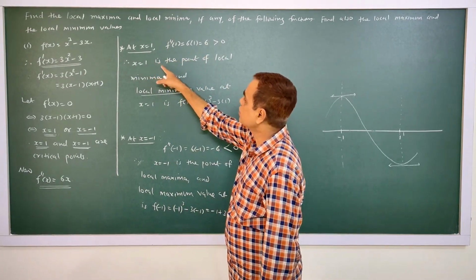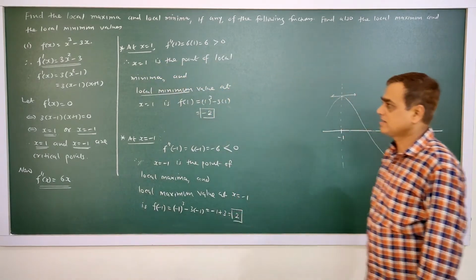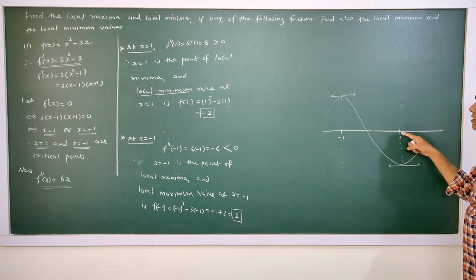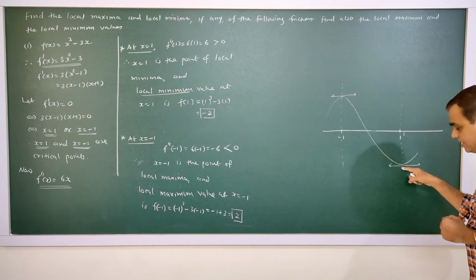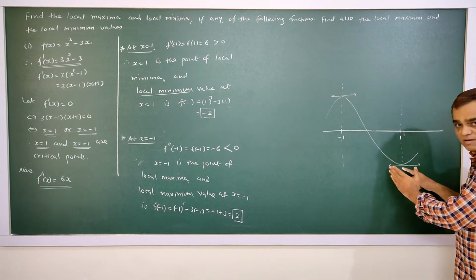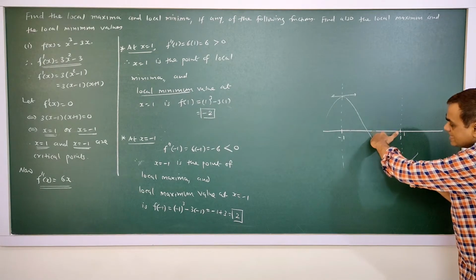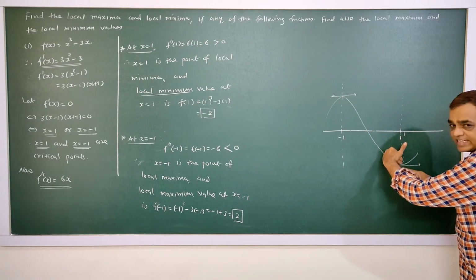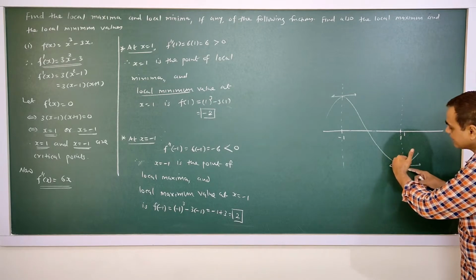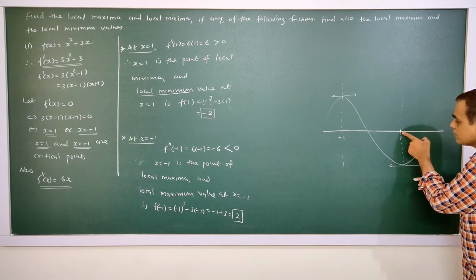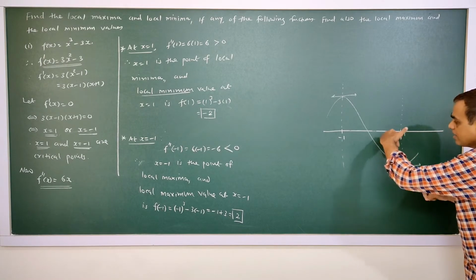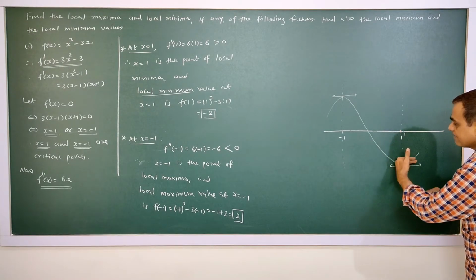So x equal to 1 is a point of local minima. That means before 1, the function will be decreasing as x increases, and after 1, it will be increasing.